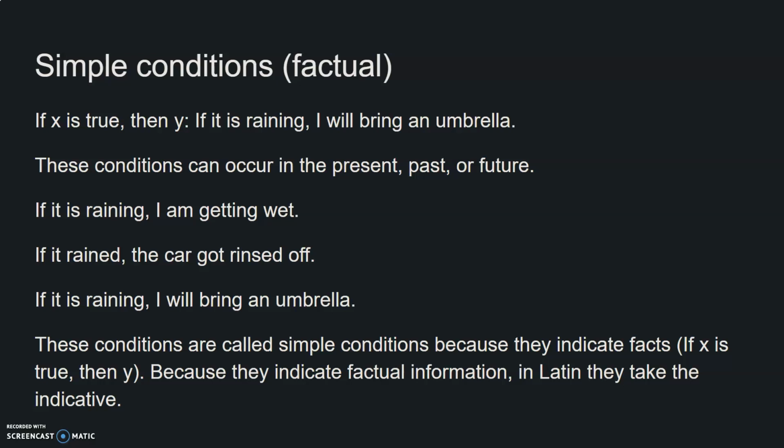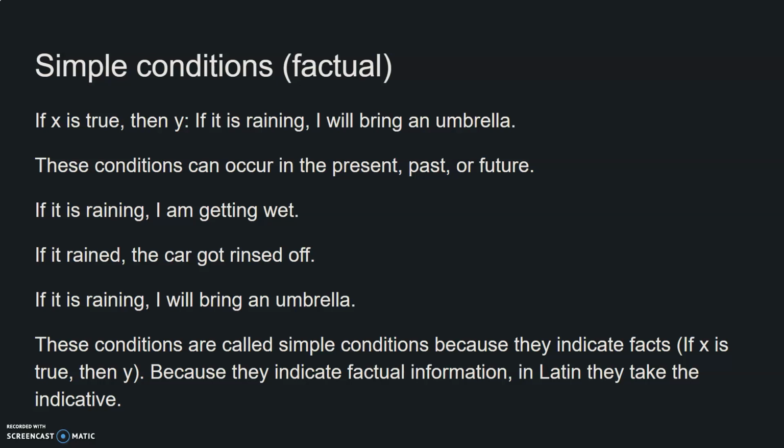Notice, I don't know if it's raining or not, but if X is true, then I will have an umbrella with me. So once again, to reiterate, these conditions are called simple because they indicate facts. Y will occur if X is fulfilled because they indicate factual information. In Latin, we're going to use indicative tenses for each of these different kinds of conditions.